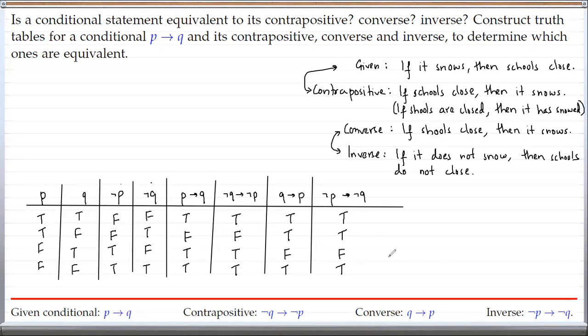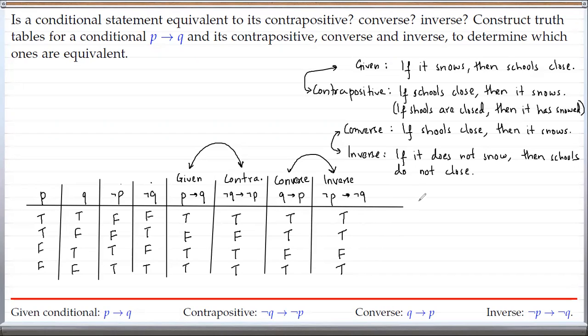So we have these truth values. Now we can compare these columns here. This is the given conditional. This is the contrapositive. This is the converse. And this is the inverse. Comparing the truth values, we see that this given conditional is equivalent to the contrapositive because you see the truth values are exactly the same. And similarly, the converse is equivalent to inverse because the truth values are exactly the same.